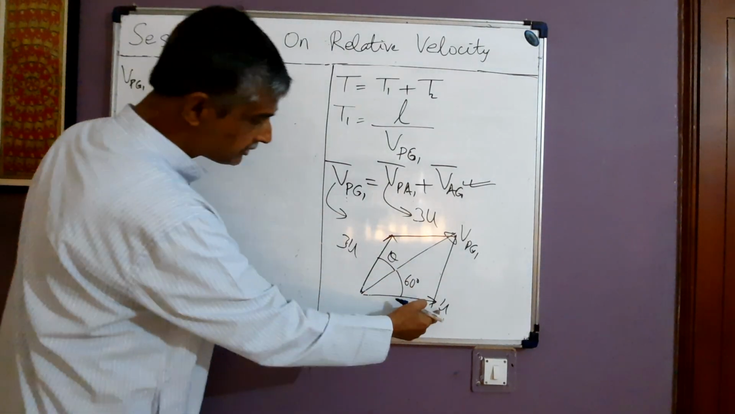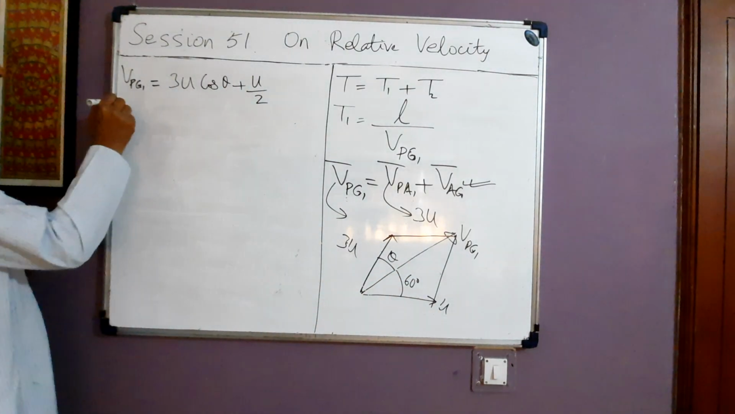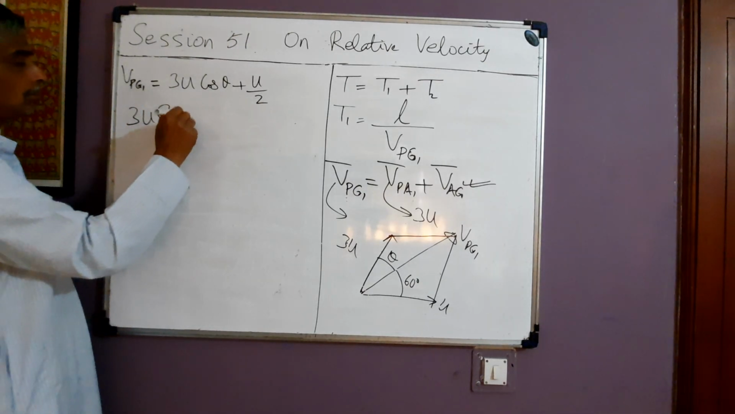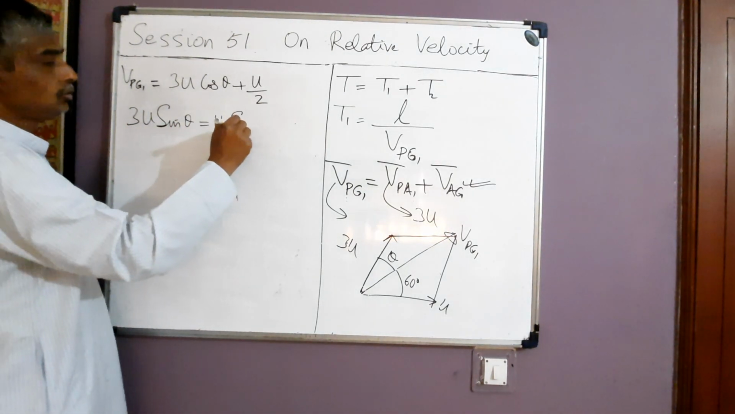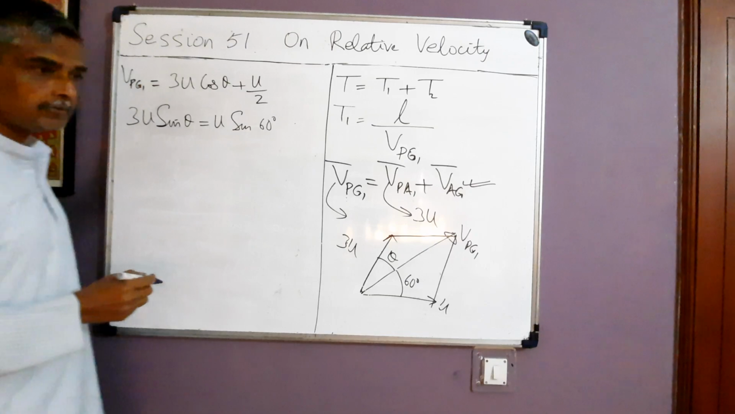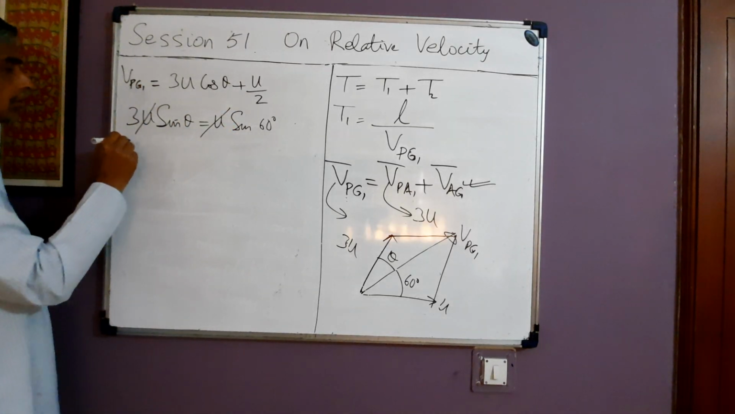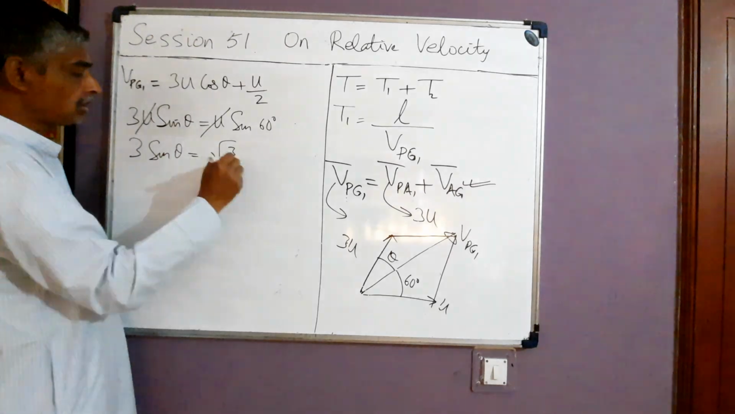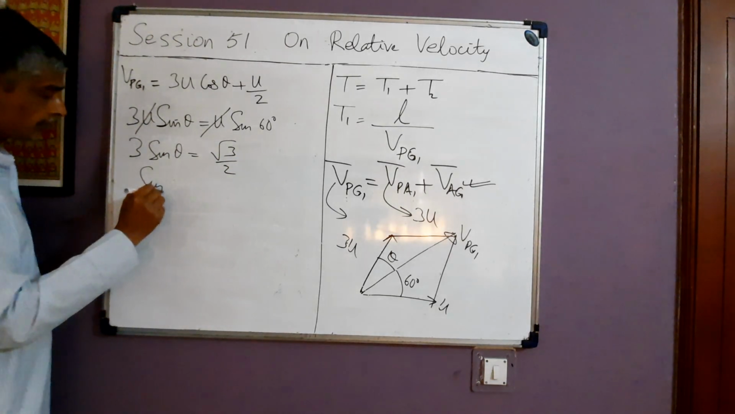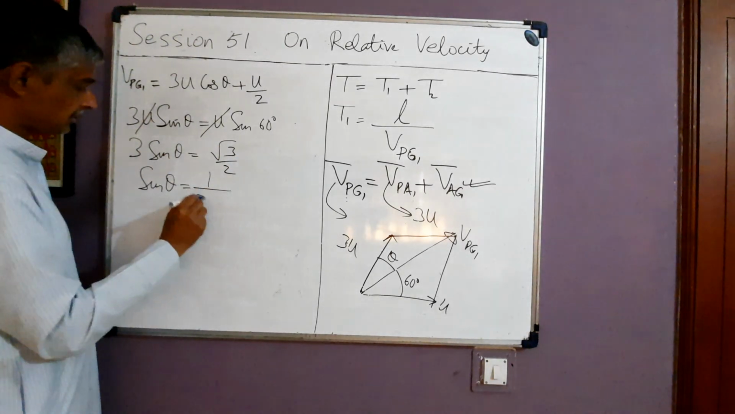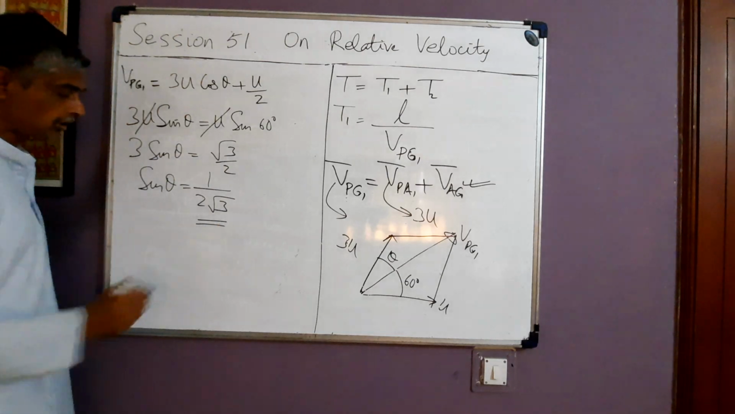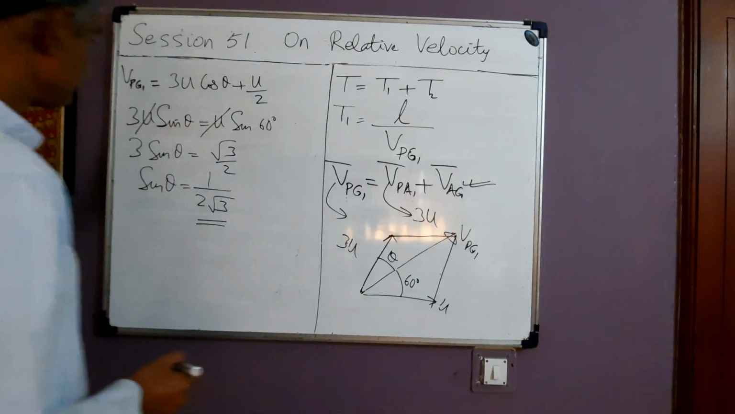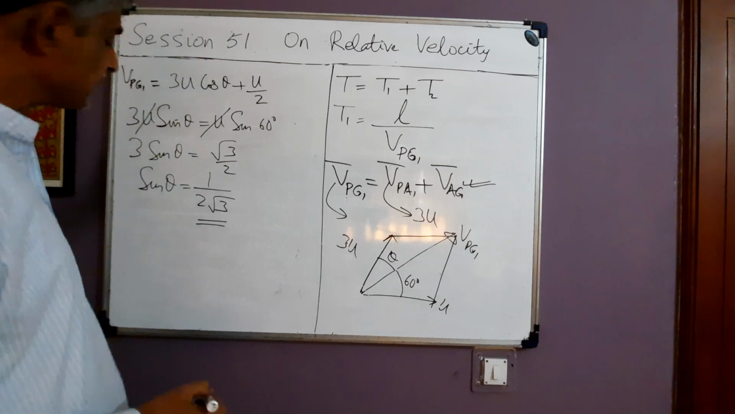So 3u sin theta is equal to u sin 60 degree. u and u cancel out. Sin 60 degree is root 3 by 2, so sin theta becomes root 3 by 6, that is 1 by 2 root 3. So 1 by 2 root 3 is the value of sin theta.